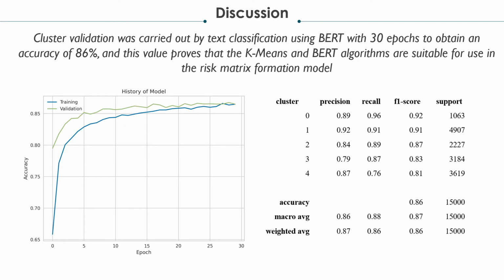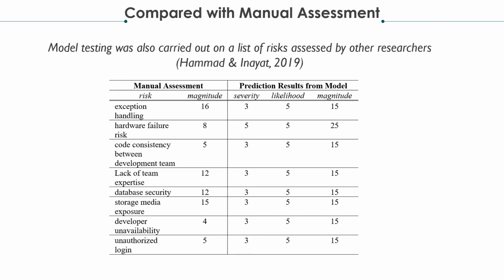Cluster validation was carried out by text classification using BERT with 30 epochs to obtain an accuracy of 86%, and this value proves that the K-means and BERT algorithms are suitable for use in the risk matrix formation model. Model testing was also carried out on a list of risks assessed by other researchers.